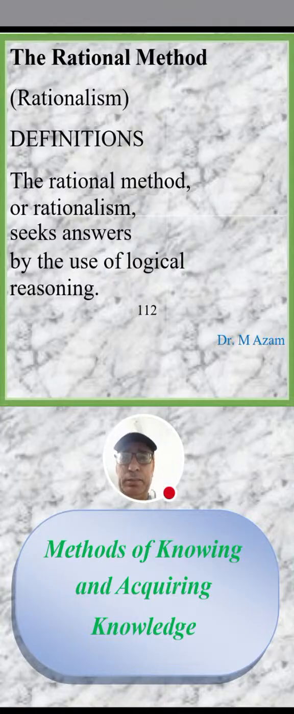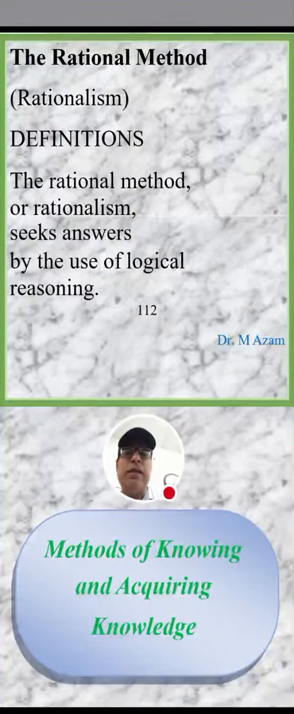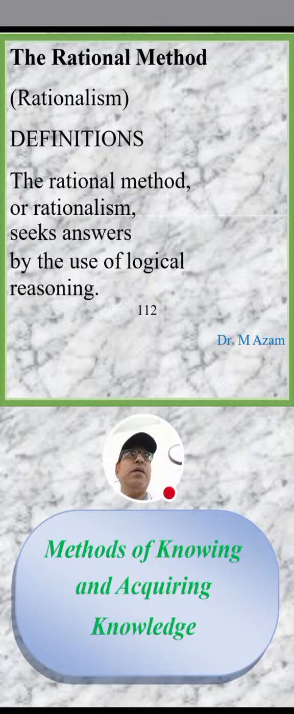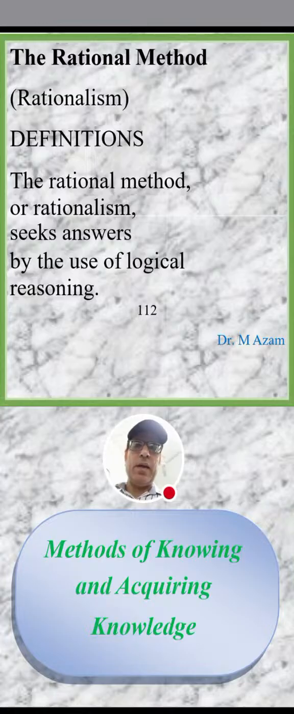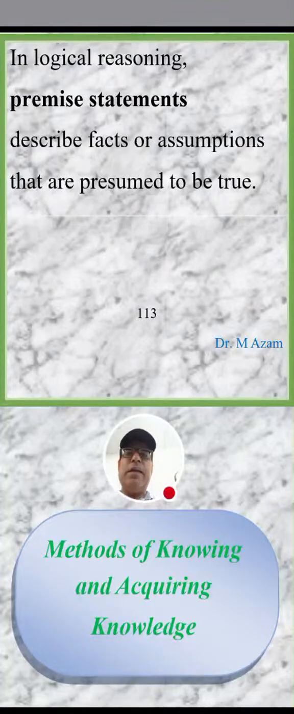Today, we will discuss the rational method, rationalism. First, the definition. The rational method or rationalism seeks answers by the use of logical reasoning. Logical reasoning. It is thinking. Logical thinking.